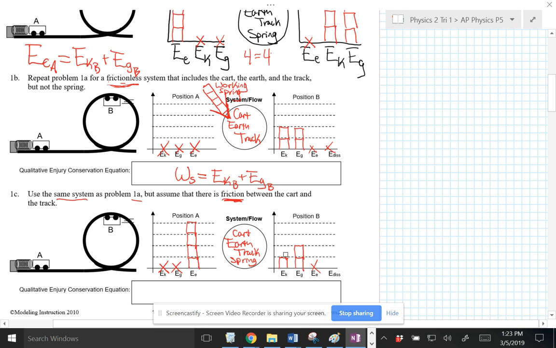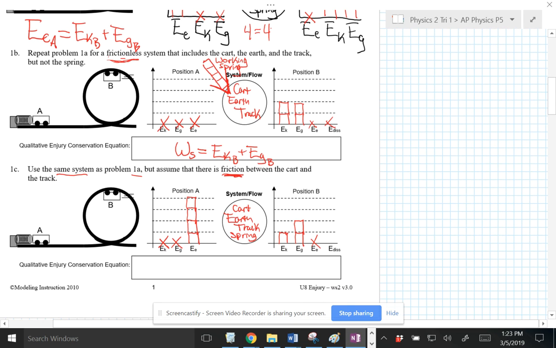What do we want to have for EK? 1. All right. Koba. There's friction. Is there any E-dis involved here? 1 box. So again, I got 4 equals 4. I've got EEA equals EKB plus EGB plus E-dis. Okay? So that's kind of how this thing runs. We're just trying to get in the habit of spotting the potential sources of injury here.